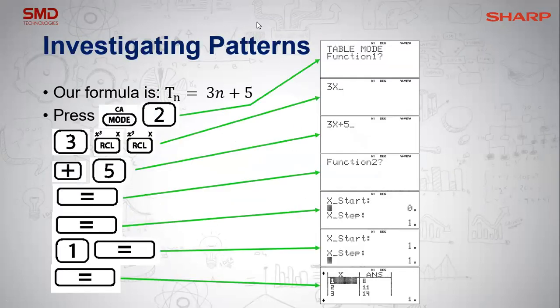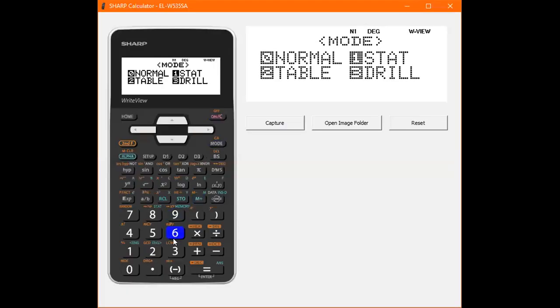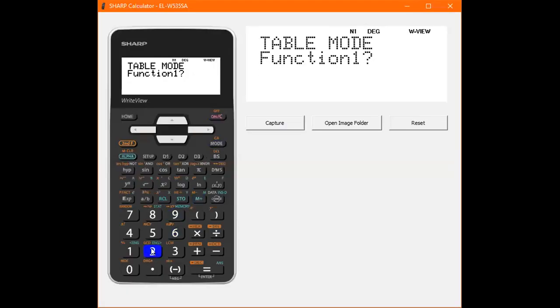Okay, so number patterns. Now, when we talk through number patterns in grade 8 and 9, we talk about investigating number patterns. And so we can actually use our table mode on the calculator to investigate a number pattern.